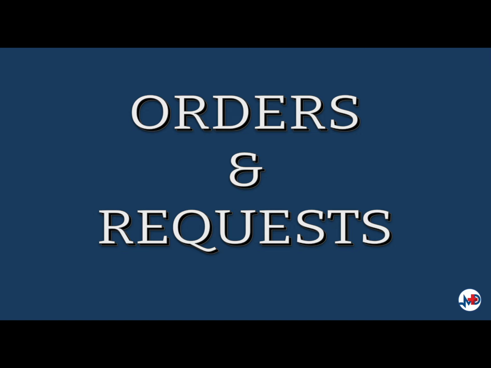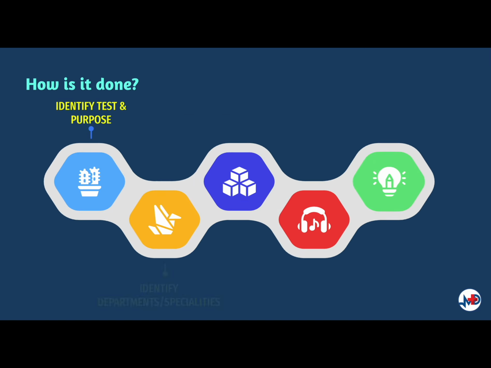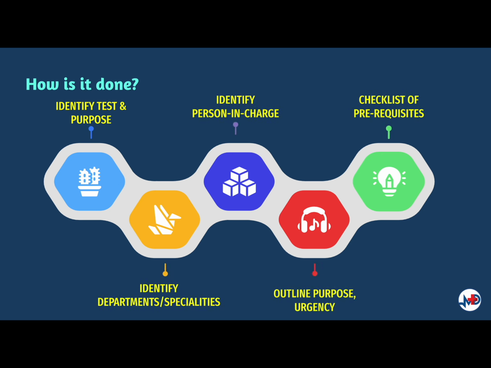Let's look at orders and requests. When a service from another department is required, a request is made. House officers are assigned to make requests following the plans in the daily reviews. How does a request work? First of all, identify the test that's going to be requested. Then identify which are the departments that are involved. Identify the officer in charge taking the request from the receiving department.